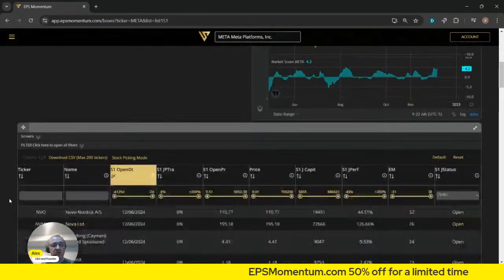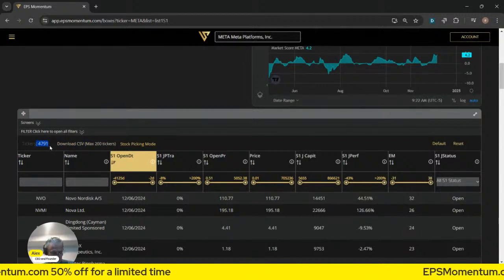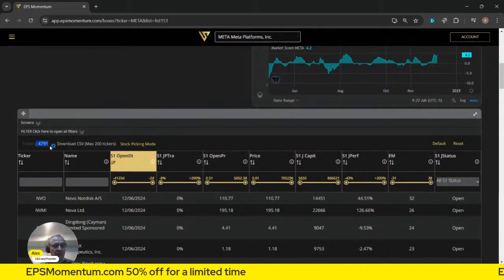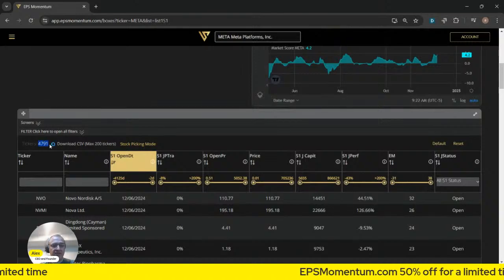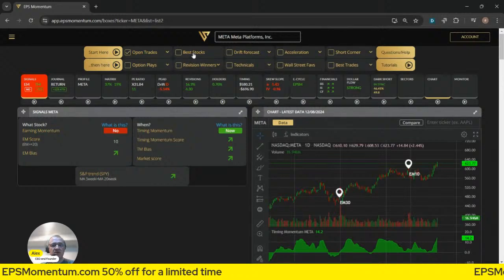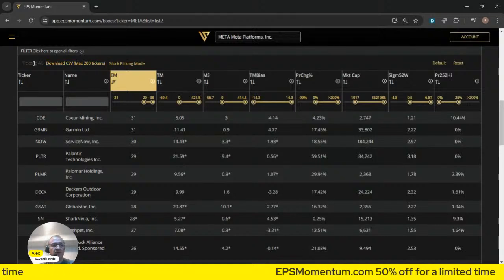The big challenge is at the bottom you have a screener. And on the screener we have 4,700 stocks, right? So this is very, very, very big. The first question is, where do I start, right? Which out of 4,700 stocks do I start with? Well, that's why we created those buttons on the top where very quickly you can click on best stocks, and it would go to the screener and find the 46 best stocks for you.